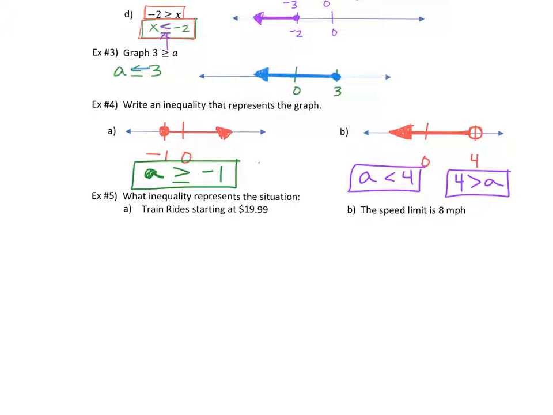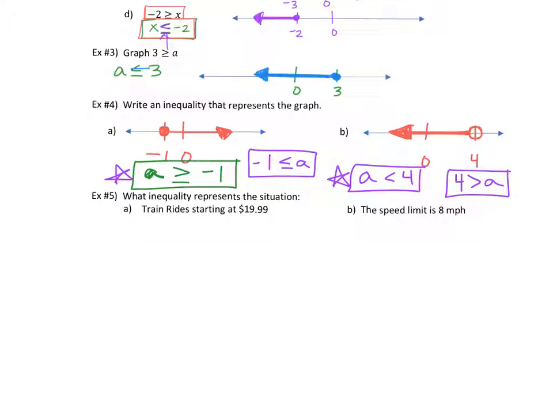Same thing over here. You could have said -1 is less than or equal to A. That would be fine too, but just pick one, okay? I think more people relate to the first one we did, but you don't have to do it that way, okay? That's up to you.